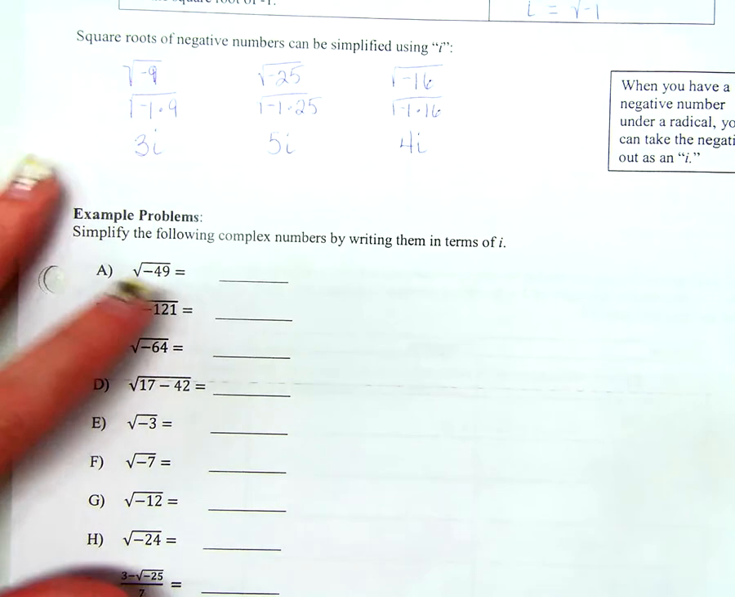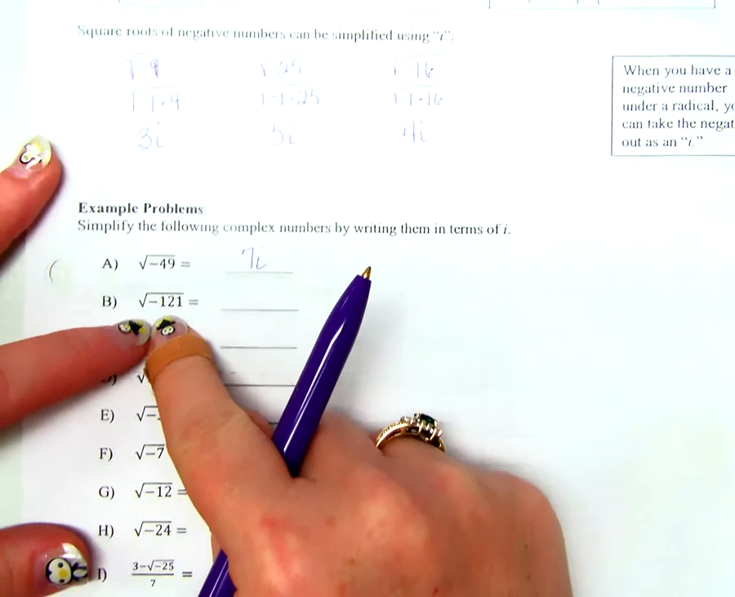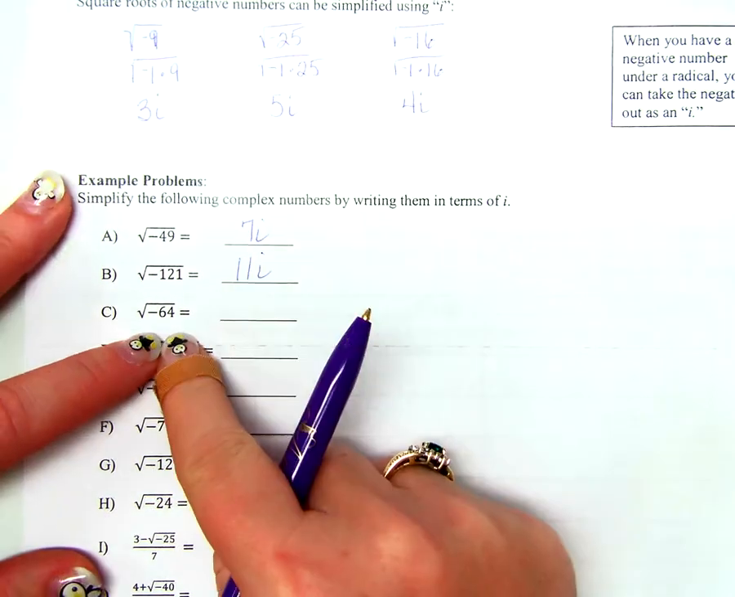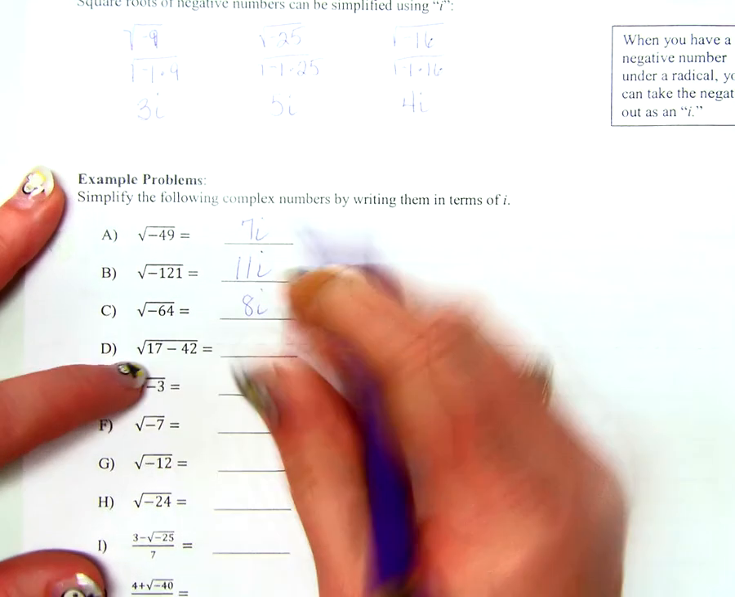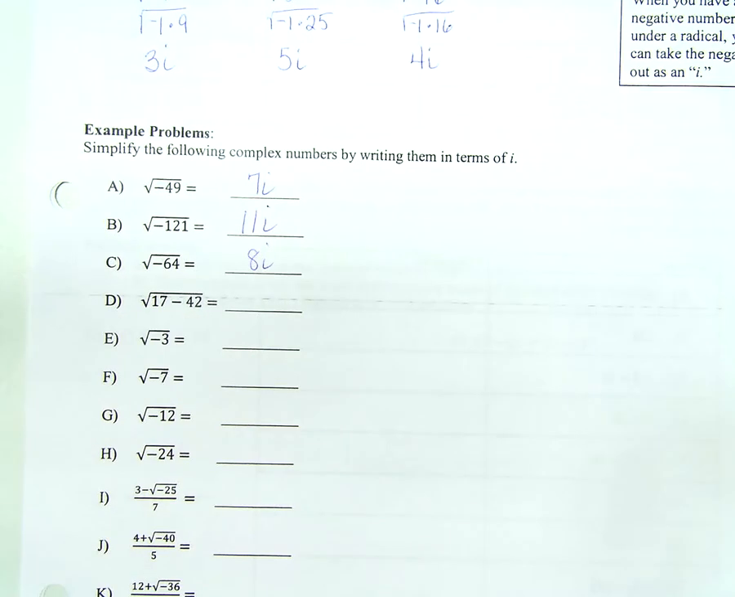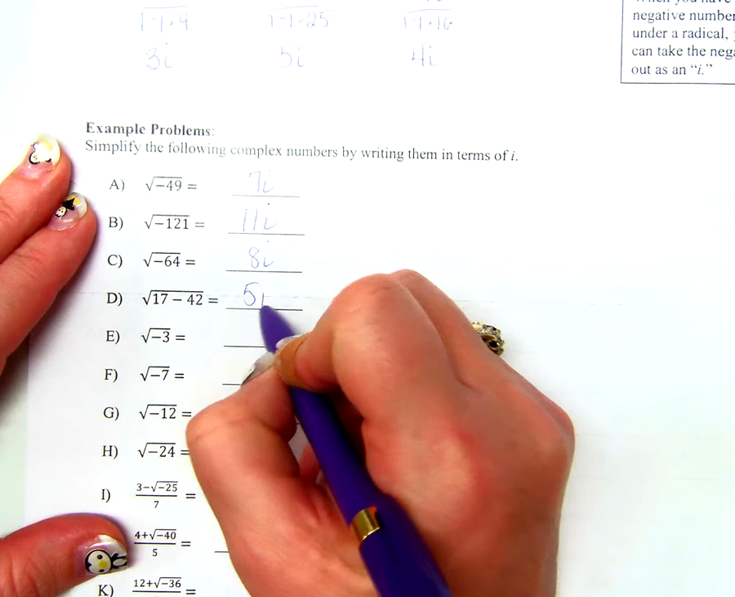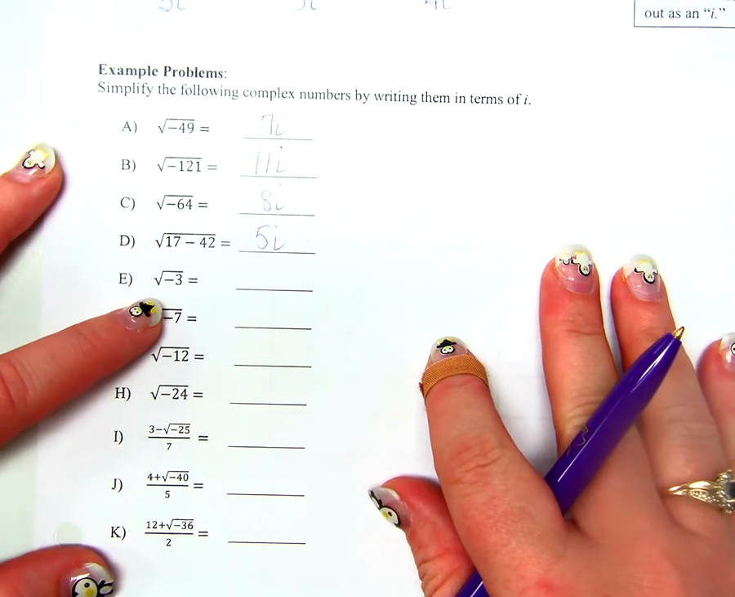What about the square root of -49? What's that? 7i. What about the square root of -121? 11i. What about the square root of -64? 8i. What about this one? What is 17 minus 42? Oh, -25. What's the square root of -25? 5i. Good, because we already did that one, right? Good.